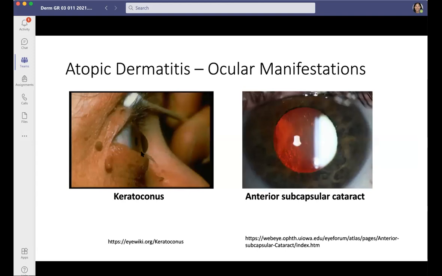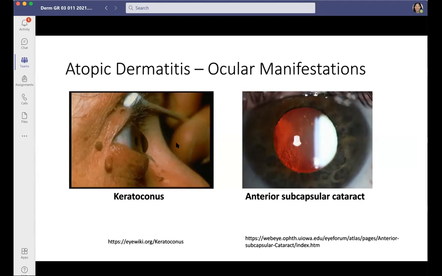Keratoconus is this interesting corneal ectasia, which is a misshaping of the cornea. It's actually one of the most common reasons for corneal transplant. Atopic disease is a risk factor for it because of chronic eye rubbing, actually causing a misshaping of the cornea.